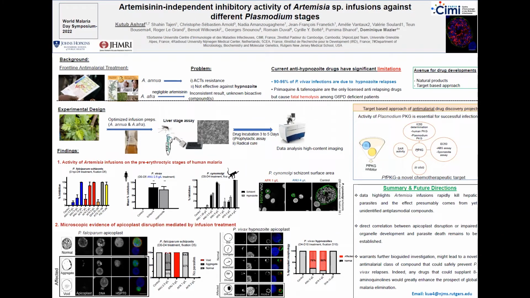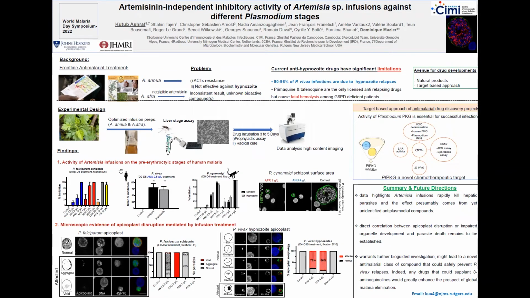Artemisinin combination therapies, ACTs, are the frontline treatment against malaria worldwide, and this life-saving drug is obtained from the artemisinin plants. But ironically, these ACTs are declining in efficacy, not only in Southeast Asia, but with recent emergence in parts of Africa. Also, these ACTs are not effective against the hypnozoites, which cause relapsing malaria, especially in cases of vivax, and which compromise vivax eradication efforts.